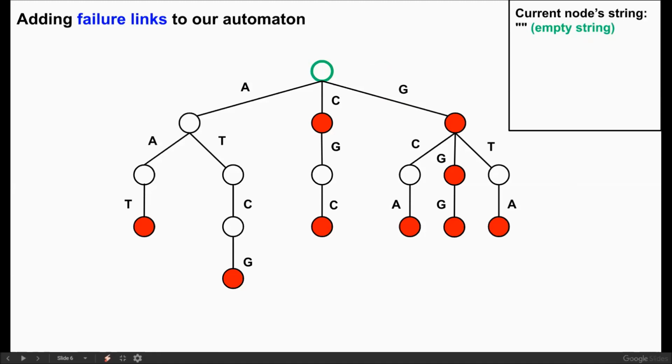So let's take a look at the root node. The root node is a special case. As I said, it represents the empty string, and all we do is add a failure link from itself to itself. So we're done with that.